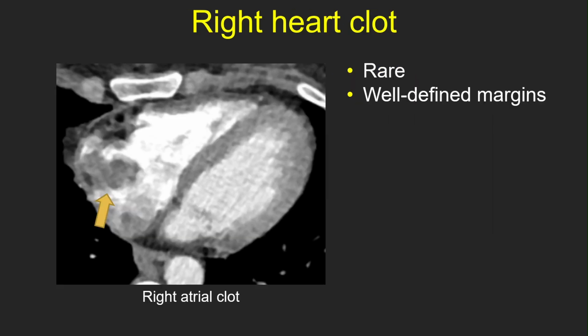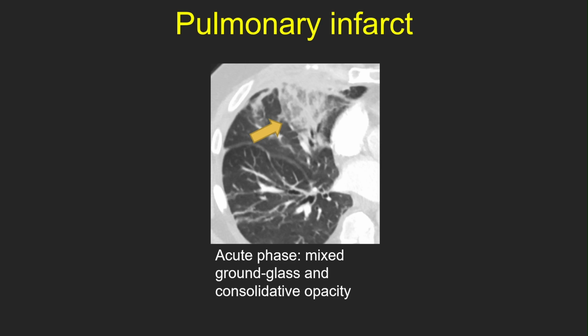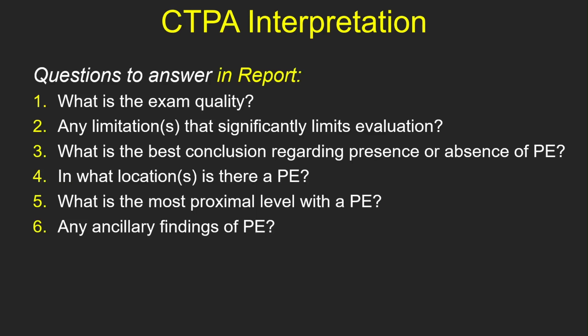Right heart clot is rare. It has well-defined margins. This is different from more frequent mixing artifact, which has ill-defined margins. Look for pulmonary infarct on any CT, with or without contrast. It is a wedge-shaped peripheral opacity which may have mixed attenuation.